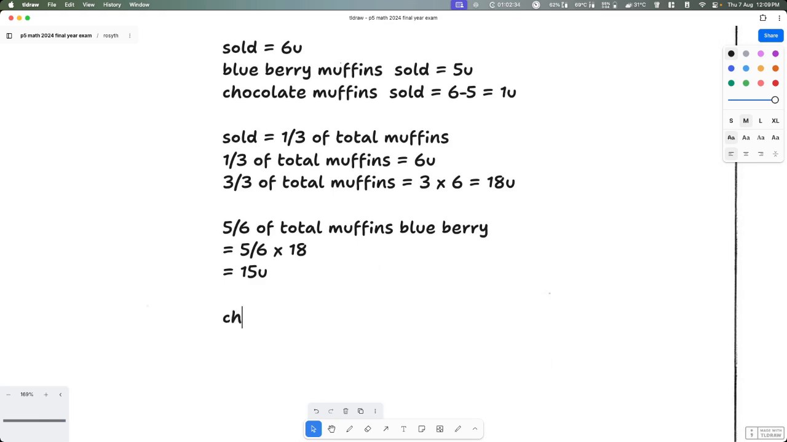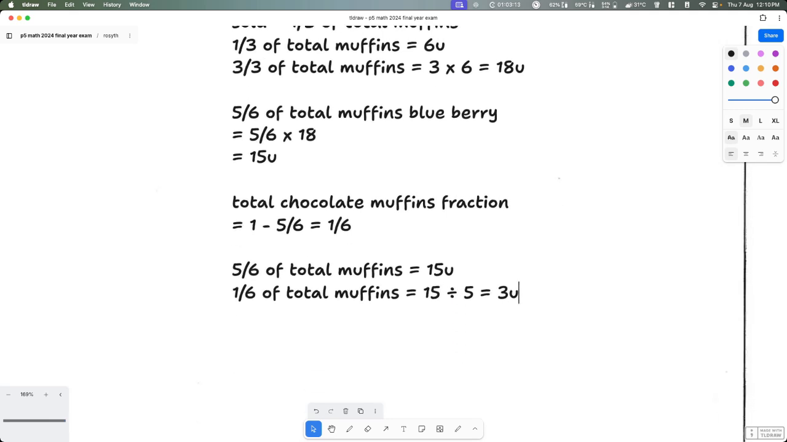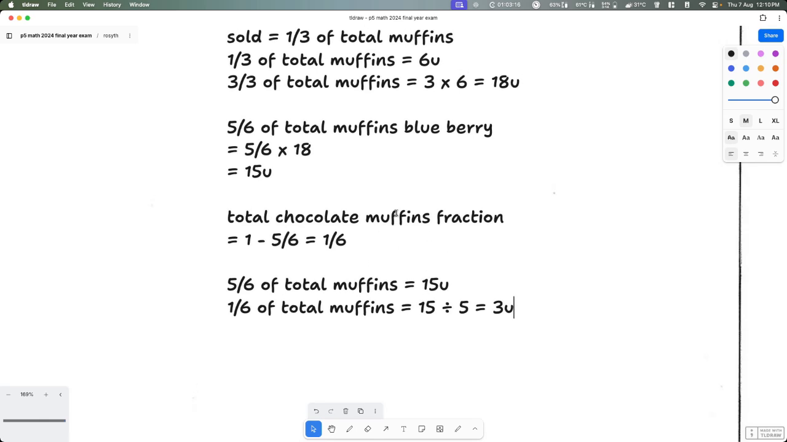So total chocolate muffins fraction is equal to 1 minus 5 over 6, which is 1 over 6. Right, so 5 over 6 of total muffins is equal to 15 units. 1 over 6 of total muffins is equal to 15 divided by 5, equal to 3 units. Okay, so total chocolate muffins is 3 units.